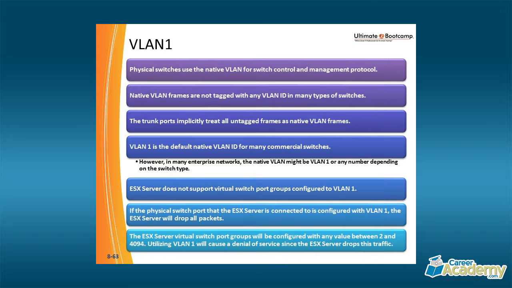Now the issue here is that ESX server does not support the virtual switch port groups configured to VLAN 1. In other words, if it receives a packet that contains the tag for VLAN 1, it will simply drop all of those packets, which is not good. So ESX will handle any of the VLAN tags between 2 and 4094. So that's what you need to keep in mind. That's why we want to avoid the use of VLAN 1.